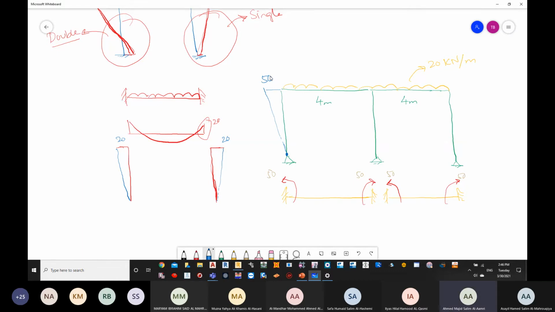Okay, the same thing goes for the right column. It is going to be pushed by the value of 50. Now what about the column which is at the center? The column which is at the center is not going to move from its position. Why? Because the 50 will be cancelled with the 50. So this particular column does not have any rotation or any bending. This is in terms of 2D.